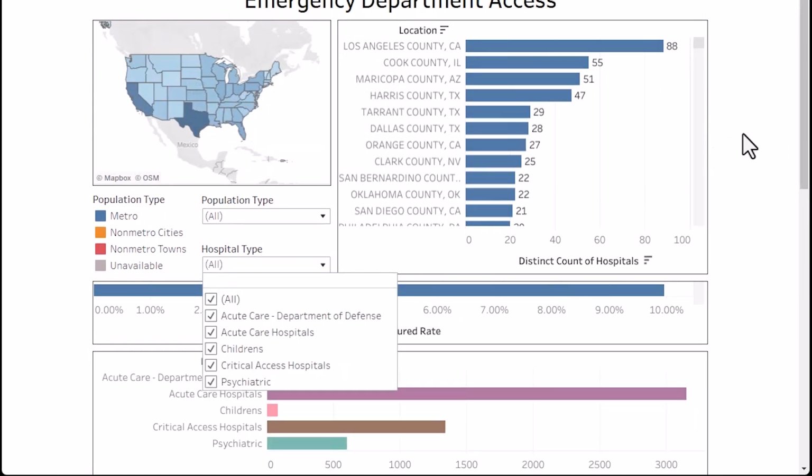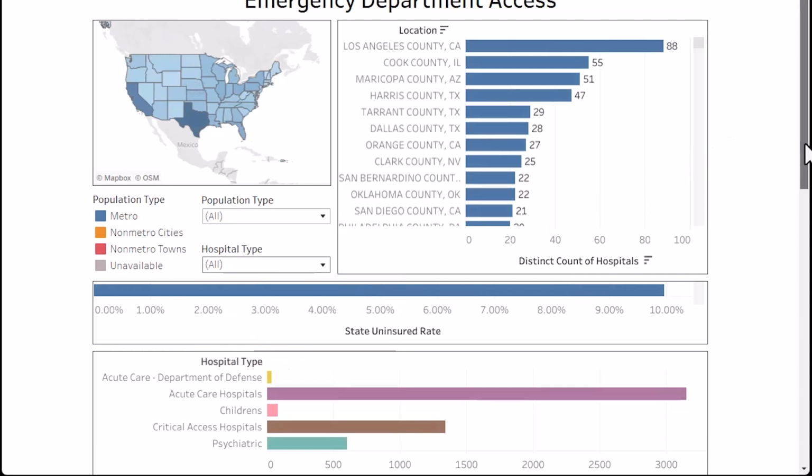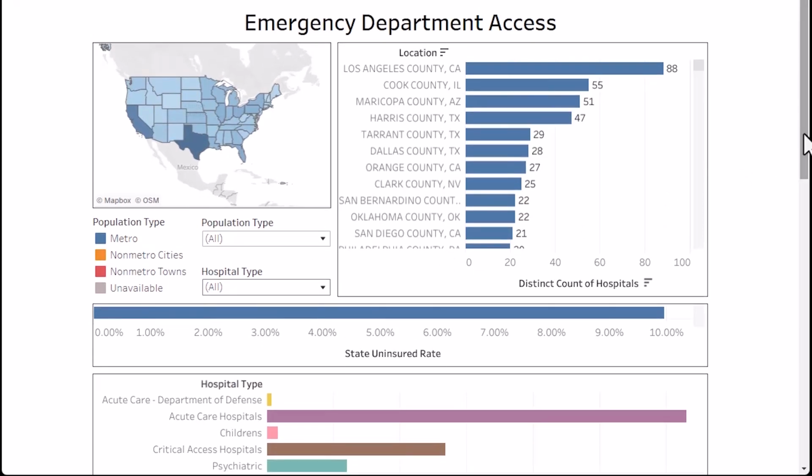There we go. So that's what you can do with this dashboard. Again, this is emergency department access, and you can take a look at this by filtering population type, hospital types, or any state.